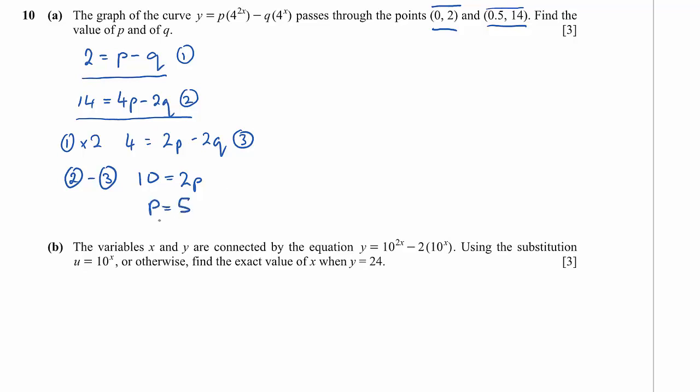So p is equal to 5. And so 2 is equal to 5, take away q, that's from 1. And therefore q is equal to 3. So p is 5, q is 3.